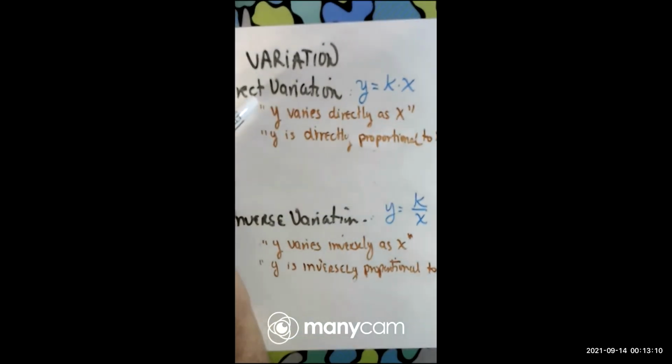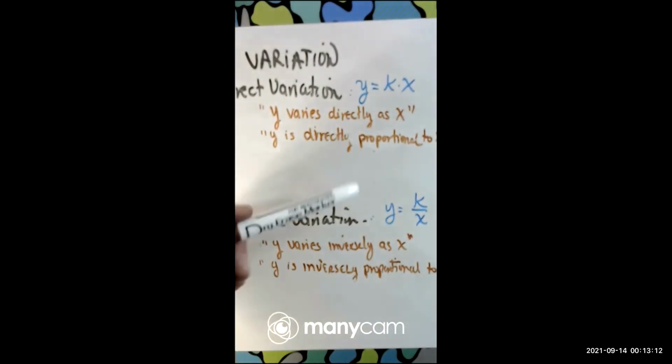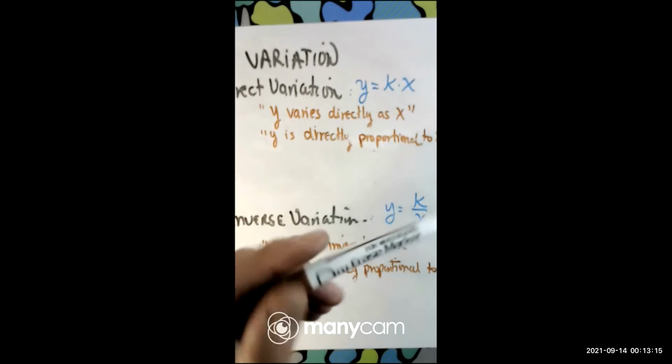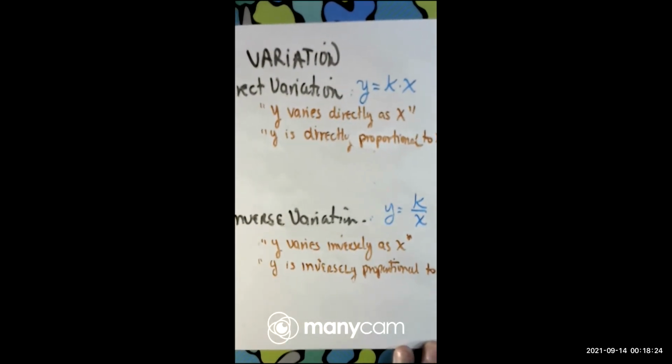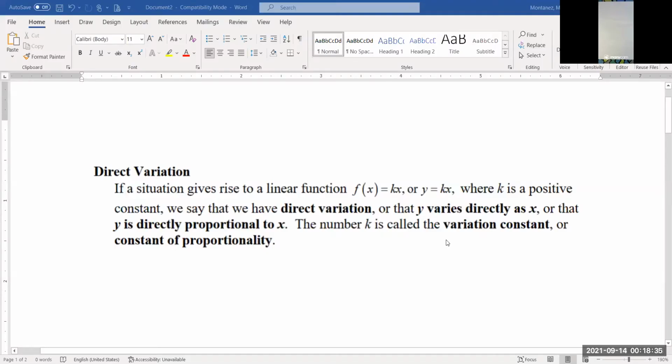As you will notice, direct variation is proportional, and inverse variation, of course, is k over x. So let's try two examples of each, and we'll wrap up this one. Let's start our first example of direct variation. First of all, let's recall the definition: if it's direct variation, y equals kx.